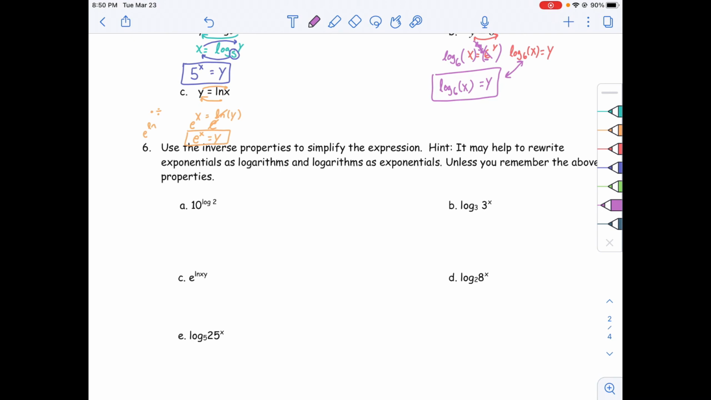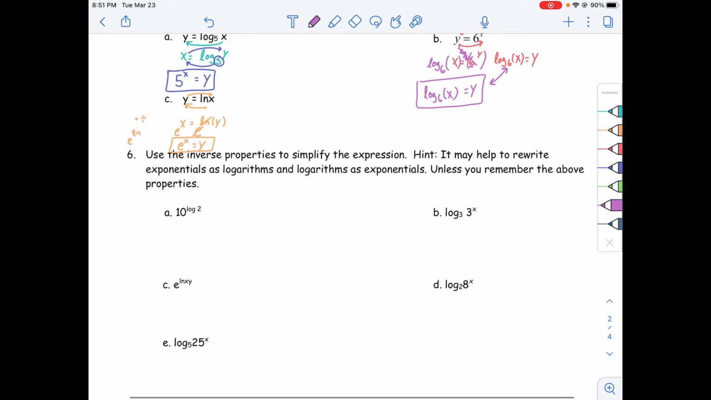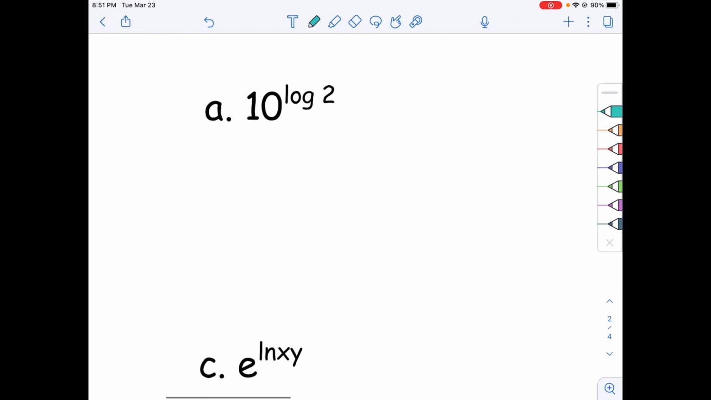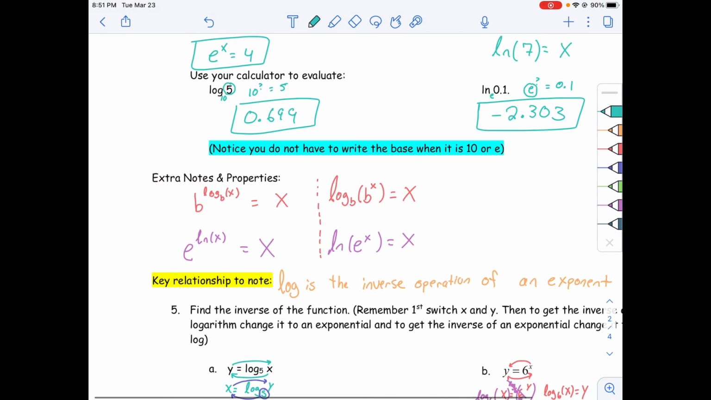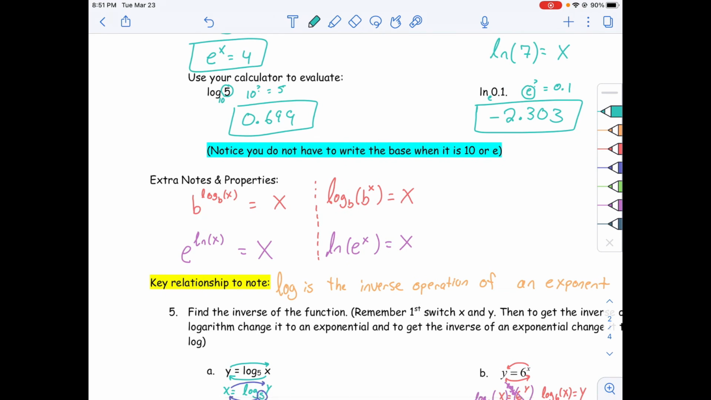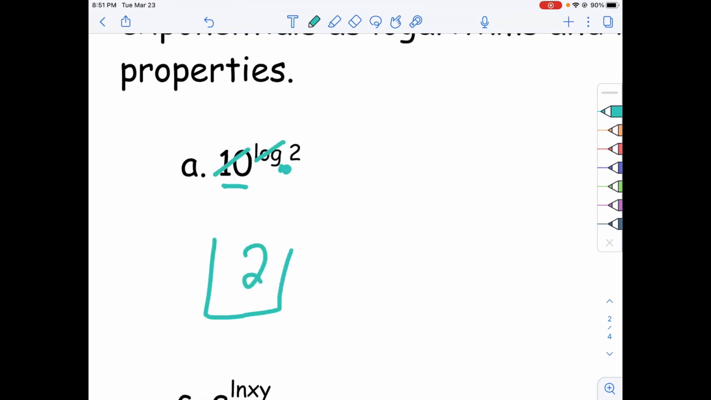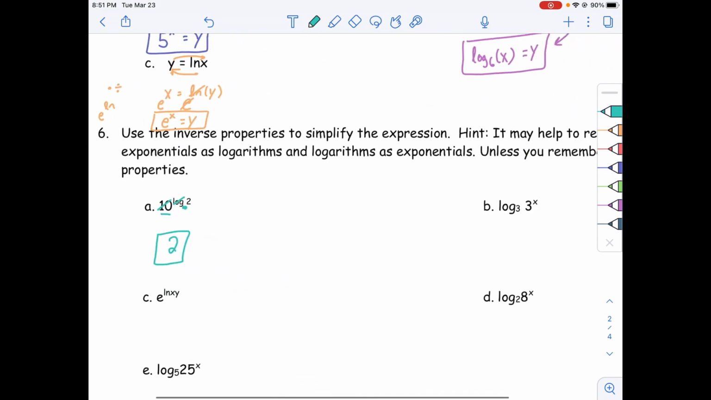So it says use the inverse properties to simplify the expression. Hint, it may help to rewrite exponentials as logarithms and logarithms as exponentials, unless you remember the above properties. So let's try to focus on mainly the above properties right here. First property, right, was b raised to a log of the same base just cancels. So then we have 10 raised to, this is log base 10 because there's no number there, so cancel, cancel. So then we're just left with 2.